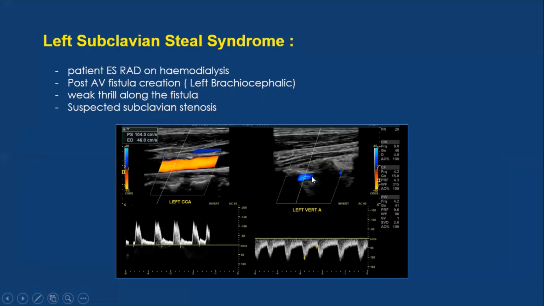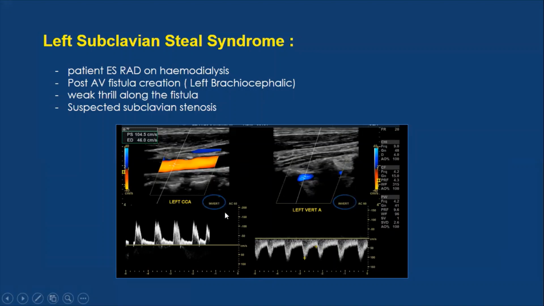another flow direction for the vertebral artery, which, as we said, the common carotid and the vertebral should be in the same direction. Here, the vertebral artery was reversed, so it was coming from the head down to its branching. The cause of this was a tight stenosis at the origin of the subclavian artery on the left side.